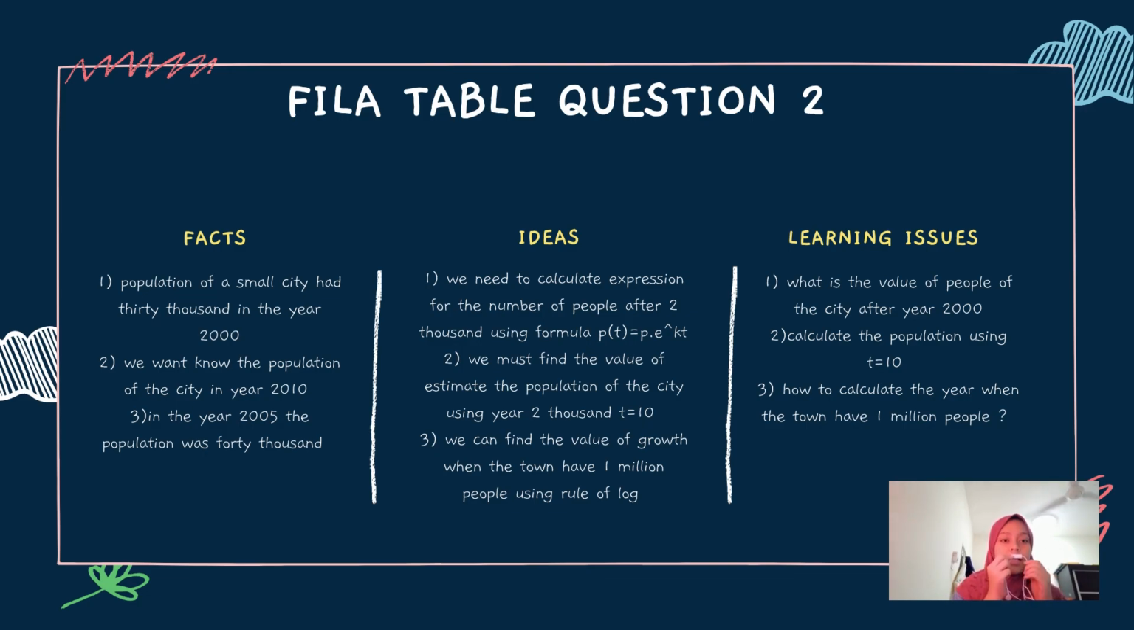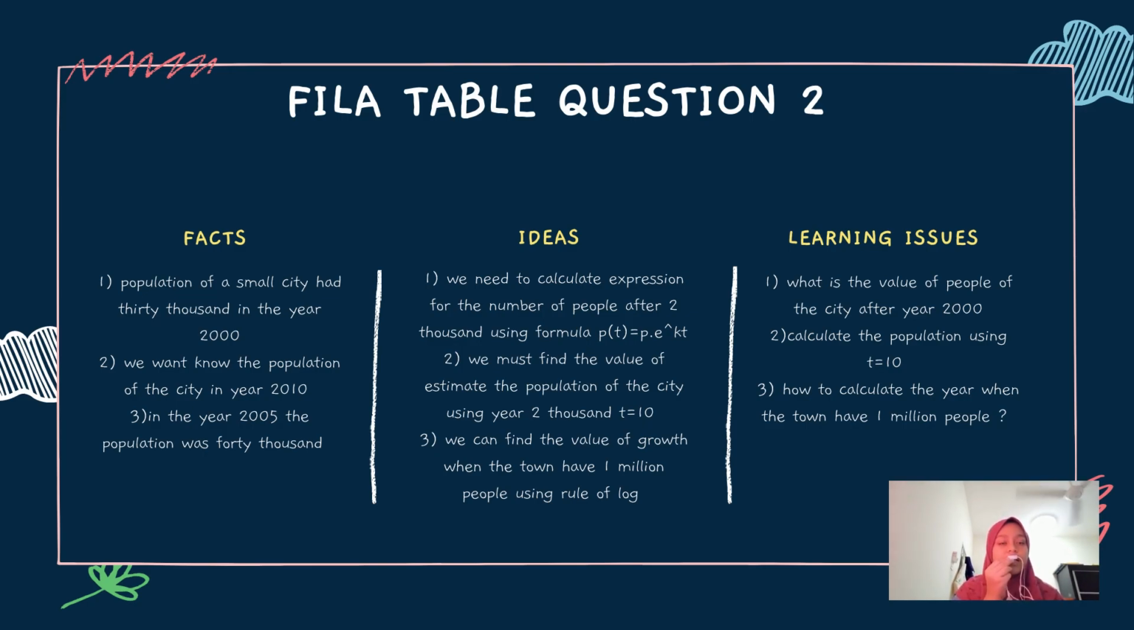Secondly, I will explain the ideas. First, we need to calculate the expression for the number of people after 2000 using the formula P(t) equals P0 multiplied by e to the power of kt, so we can find the population correctly. Second, we must estimate the population in the year 2010 using t equal to 10. Thirdly, we can find the time when the town has 1 million people using the rule of log.